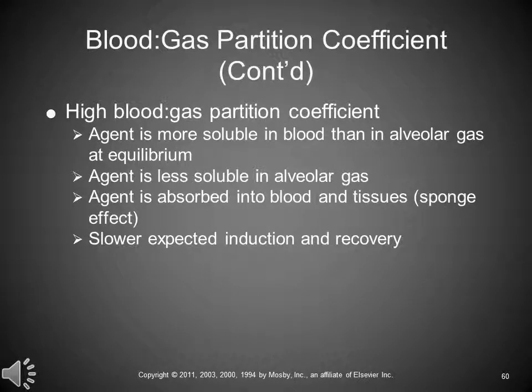If we have a high blood gas partition coefficient, the agent is going to be more soluble in the blood than in alveolar gas at equilibrium. The agent is going to be less soluble in alveolar gas. The agent is absorbed into the blood and tissues like a sponge. It's sucked in there. Because it's sucked in there, it doesn't want to come out. Okay? It just wants to stay there. So you're going to have a slower expected induction and a really slower recovery. Okay? It just doesn't want to do what it's supposed to do. Because of that, everything is slower.